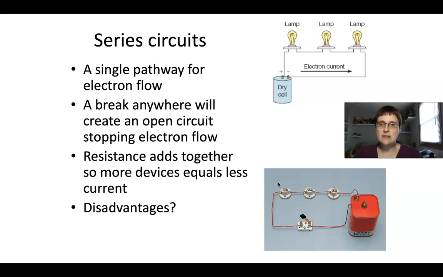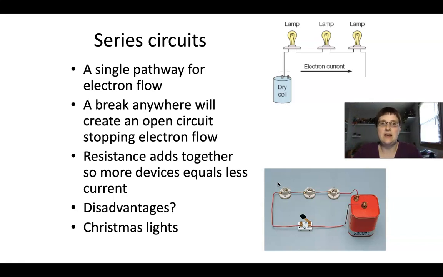As you put more devices on a series circuit, you get a drop in the current available to each of the devices that are there. And if you break the circuit anywhere, it stops the current, it stops the electron flow.